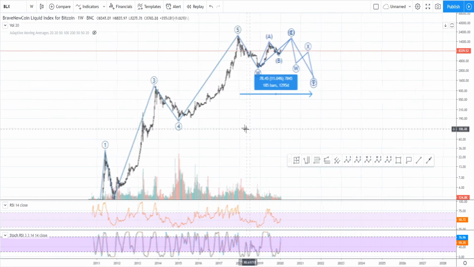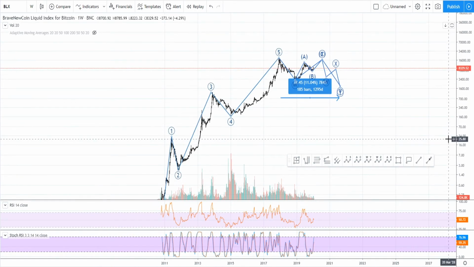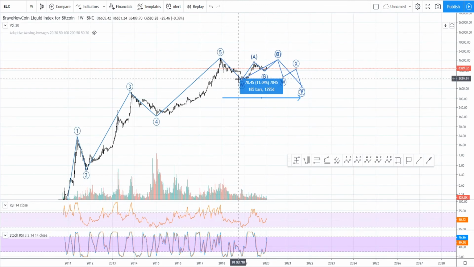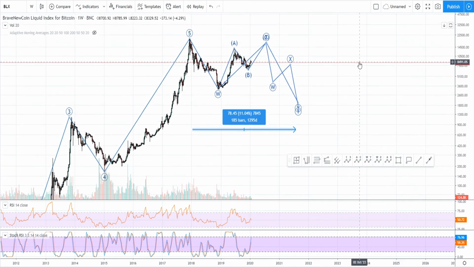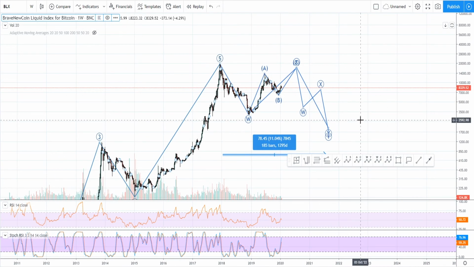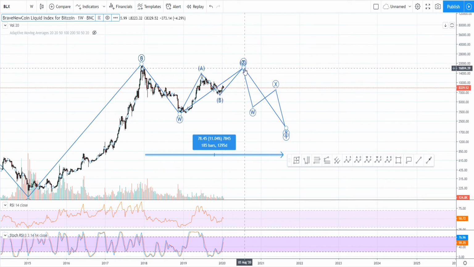It isn't forced at all, because if this would be the whole correction for this whole move, it would be quite short, in my opinion. It was quite deep price-wise, but time-wise, it didn't take that long, relatively speaking. So that's why I do prefer this more long-term bearish case. We will see some upsides in the near term, though, I think.